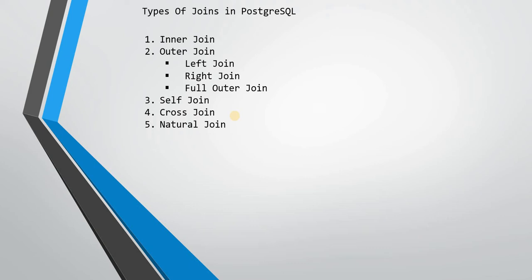Today we are going to see different types of joins, like inner join and outer join. Outer joins are again categorized as left join, right join, and full outer join, and then there are self join, cross join, and natural join. Basically, these are very basic types of joins which you will find in almost all RDBMS products.